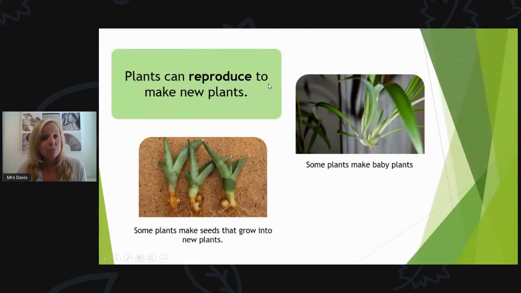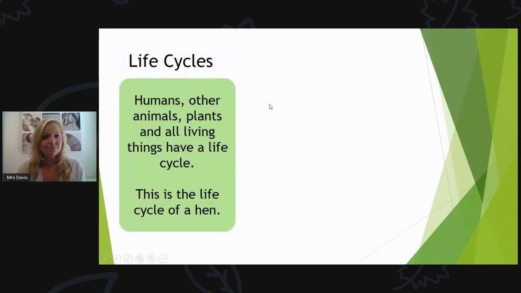So plants can reproduce to make new plants as well. Some plants make seeds that grow into new plants. Some plants make baby plants. Humans, other animals, plants, and all living things have a life cycle. And this is the life cycle of a hen.